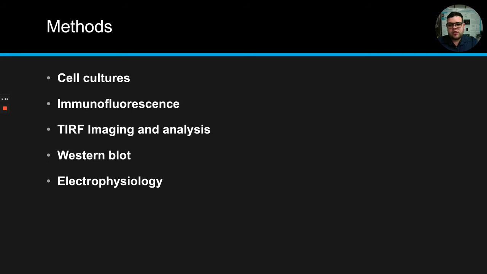The methods that we used in this project were cell cultures. We did cultures for human embryonic kidney cells, or HEK293 cells as they are more commonly known, and we also did hippocampal neuronal cell cultures. We did an immunofluorescence protocol also, and we did TIRF imaging and analysis. We did Western blot protocols to measure different protein levels on a cellular level in HEK293, or human embryonic kidney cells. And we also performed electrophysiology to study the kinetics of the channel in their different isoforms.